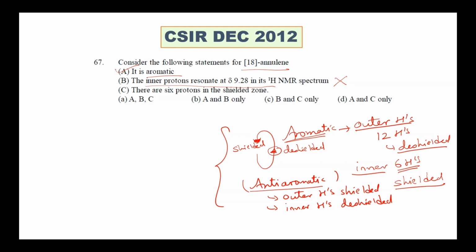So for 18-annulene, the 12 outer protons are deshielded around 9.0 delta. I've already mentioned this. And the 6 inner protons will be shielded around minus 3.0. So the second point is absolutely wrong. It is not deshielded, it is shielded. So 9.2 is highly deshielded. Inner protons are shielded, so it cannot have such a deshielded value. The third option, the 6 protons in the shielded zone. Yes, absolutely right. So A is right, C is right. So the option is option D.